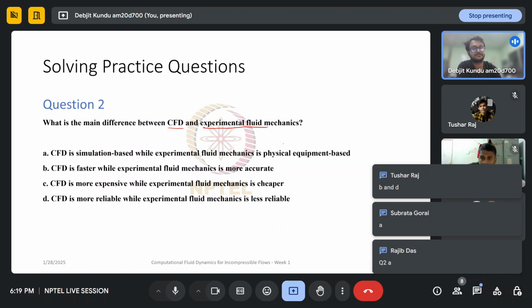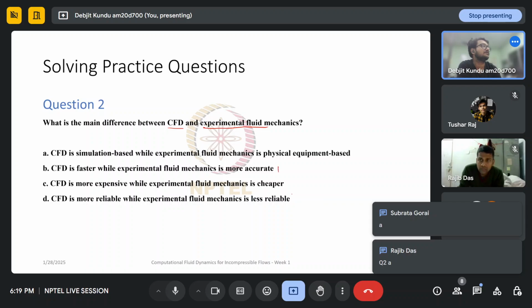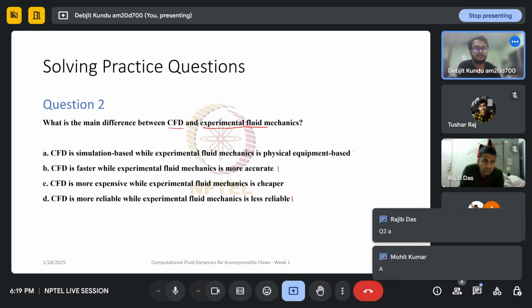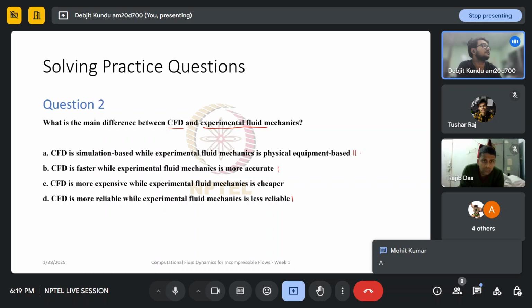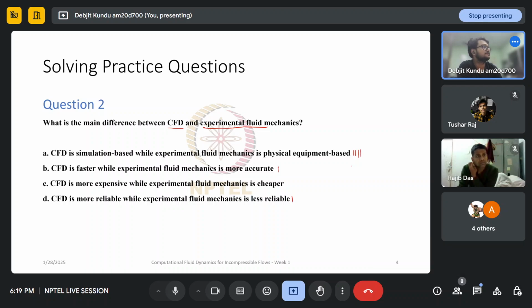Okay, someone has responded B and D, then A, again A, and A once more. So we have a heavy inclination towards A this time. Let's take a look.